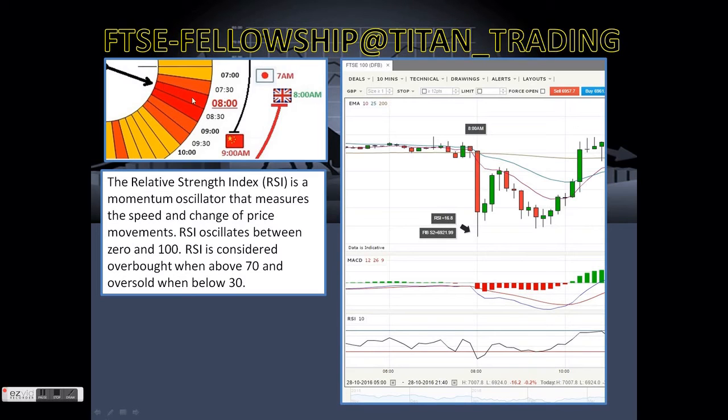So here's a good example. I've just taken a segment where I was talking about 8 o'clock in the morning. Here's a snapshot from IG, just on a 10-minute chart. You can see on the volatility clock, as I was saying, 8 o'clock is the most volatility. Here's a great example. Before 8 o'clock, everything's running tickety-boo, nice and quiet. 8 o'clock, bang, huge candlestick, huge downside.